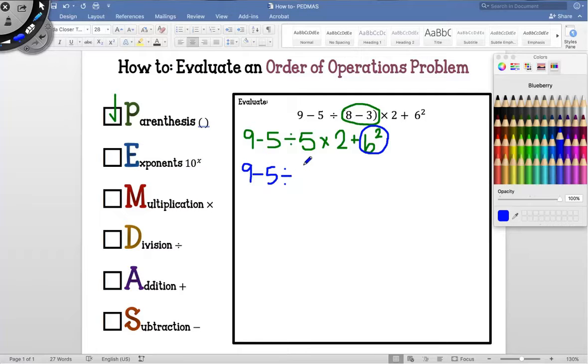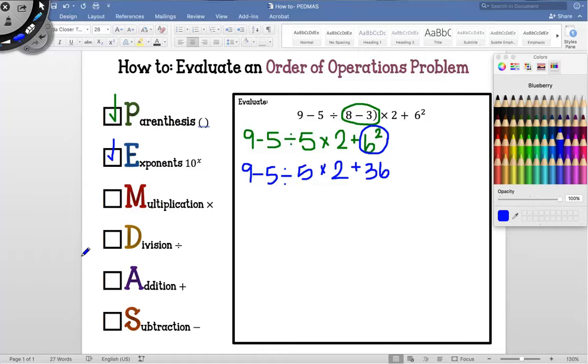Divided by 5 times 2. And then you need to evaluate that 6 squared, or 6 times 6. And in that case, 6 squared is 36. So I'm going to bring down that and replace that 6 squared with 36. And then I get to come over and check mark this off. And I know that that step is completed. And then we come to the multiplication and division.